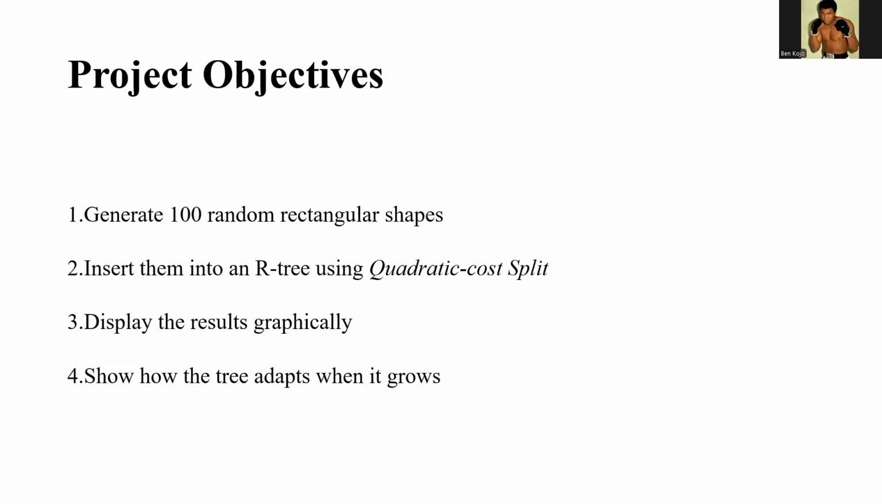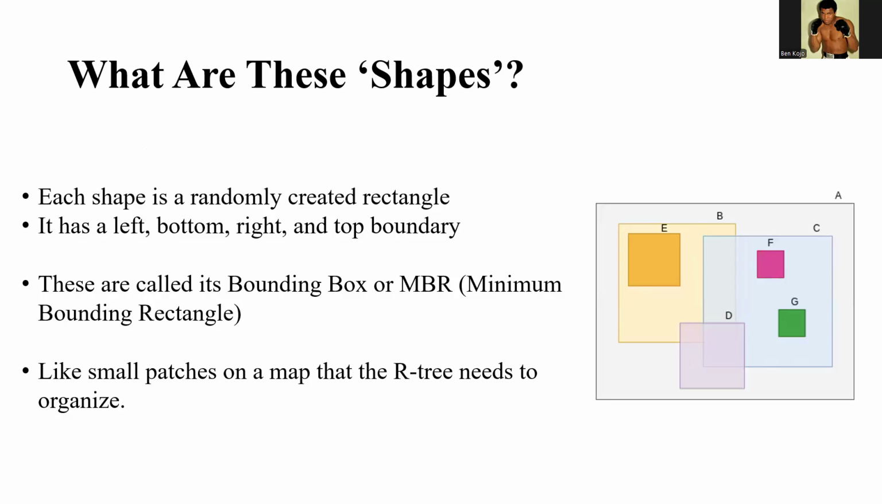For this assignment, the objective was to generate 100 random rectangular shapes and then insert them into an R tree using the quadratic split, then display them graphically and show how the tree adapts when it grows.